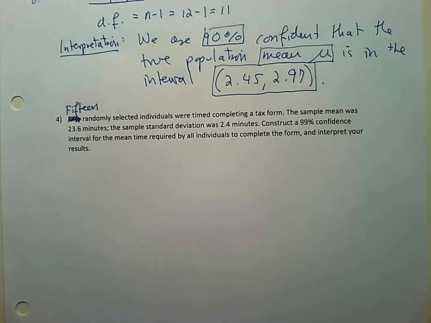The sample mean was 23.6 minutes. The sample standard deviation was 2.4 minutes. Construct a 99% confidence interval for the mean time required by all individuals to complete the form and interpret your results.